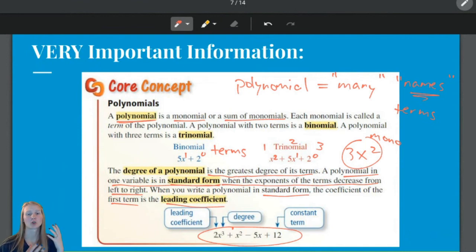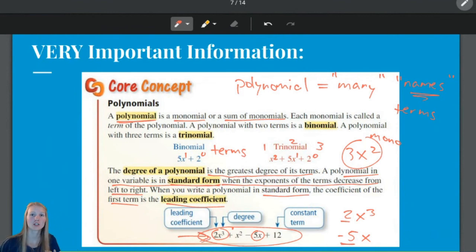So we've talked about the word coefficient, goodness, all year long, basically. Remember that a coefficient is any number attached to a variable. So when we have 2x cubed, 2 is a coefficient because it's in front of the x cubed. When we have negative 5x, negative 5 is a coefficient because it's in front of the x. So the leading coefficient is just the first. You write the polynomial in standard form, and then it's the first coefficient that you have.